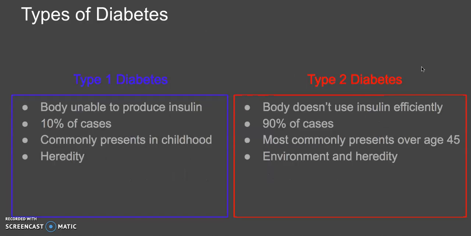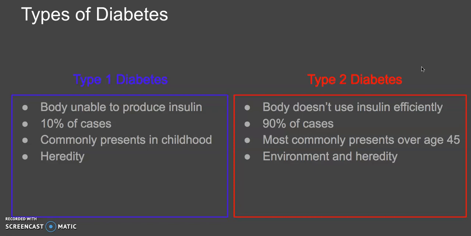So the two types of diabetes are called type 1 and type 2. I know it's really creative. And they have a lot of overlap. Their overlap is that they present in really similar ways. They have really similar symptoms, and that's why they're considered the same disease. However, they work by two different pathways.